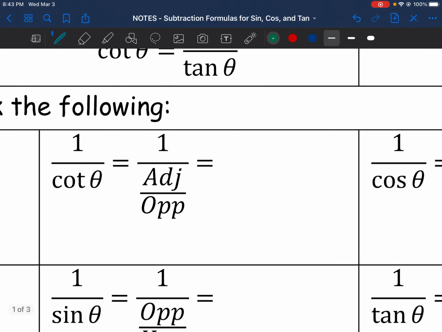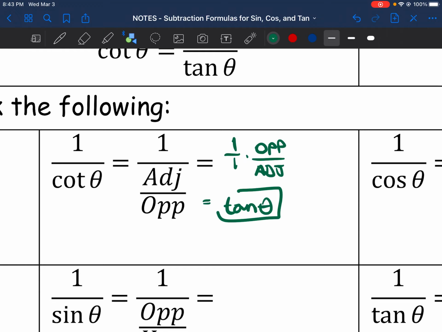Okay, 1 divided by the cotangent of theta. Well, we know the cotangent of theta, we've defined it as the adjacent leg divided by the opposite leg. So this is going to be 1 over 1 times opposite over adjacent. Well, opposite over adjacent is how we've defined the tangent. So 1 over cotangent is tangent. Tangent of the angle theta.